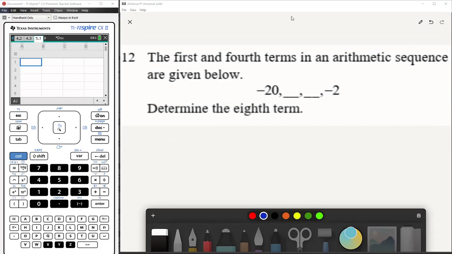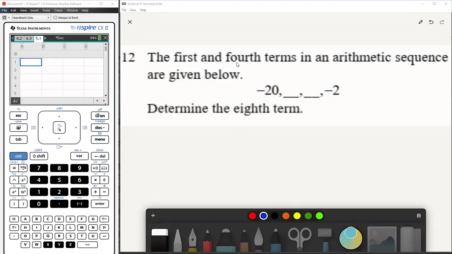All right, guys, this is an arithmetic sequence. They've given us two terms, the first and the fourth term, and they want us to determine the eighth term. Now, if they had given us the first term and the common difference, then we can just use the formula and plug in the eighth for n, and we can calculate what the eighth term is. It would be simple. But in this case, they didn't give us the common difference. We have to figure that out.